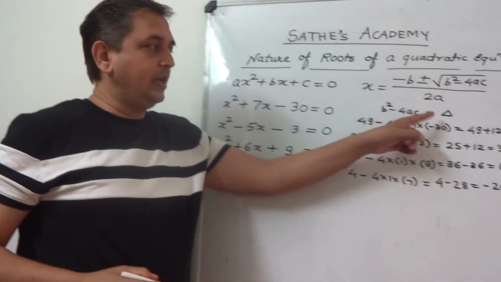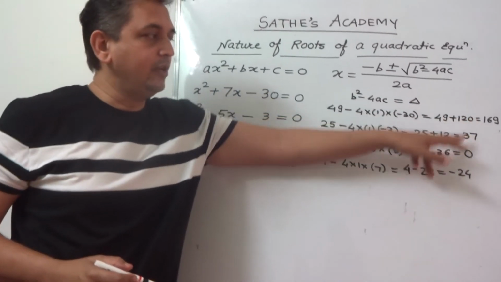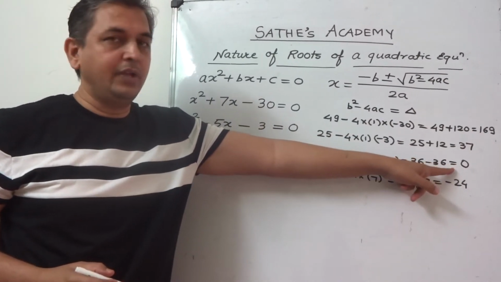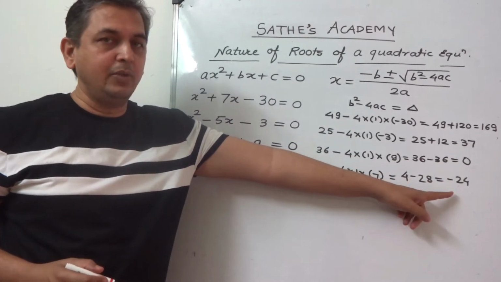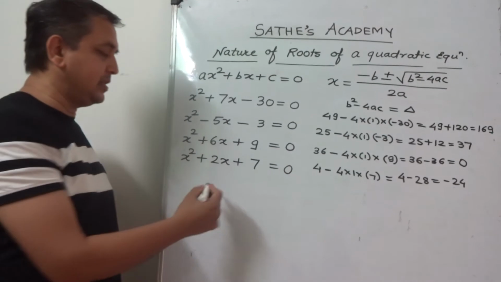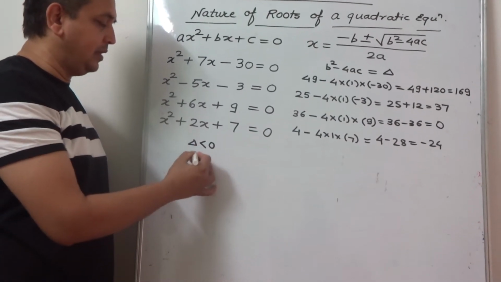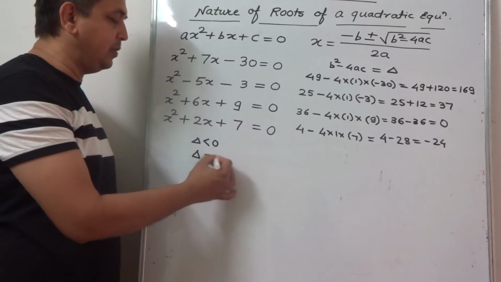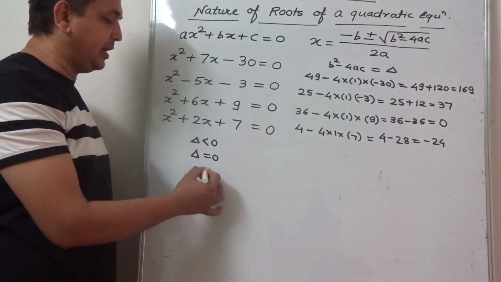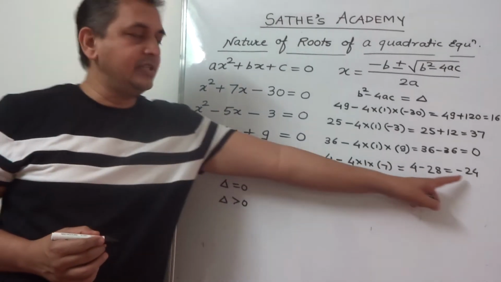So values of delta in these four questions are different. Here we see positive values, here 0 value, and here negative value. So we divide this delta into three possible cases. One is delta less than 0, other is delta equal to 0, and the third one is delta greater than 0. Now what happens if delta is less than 0?